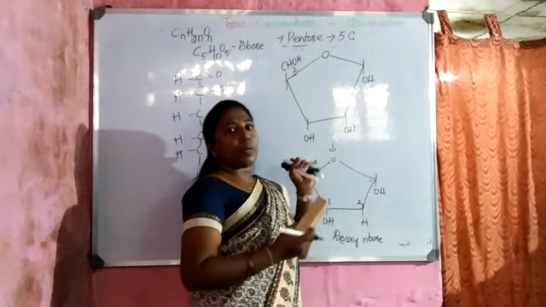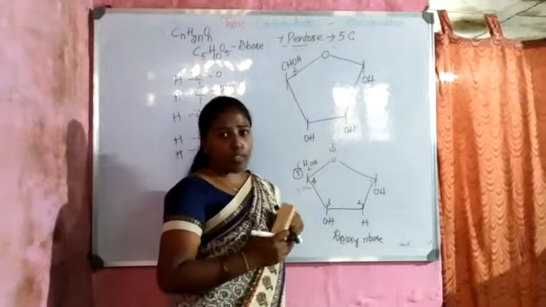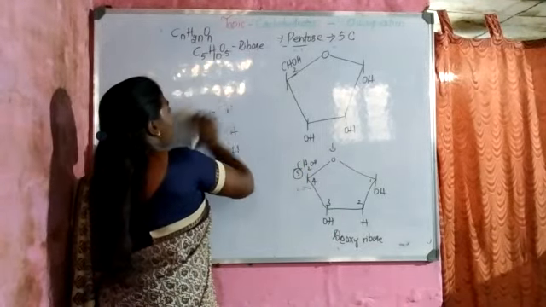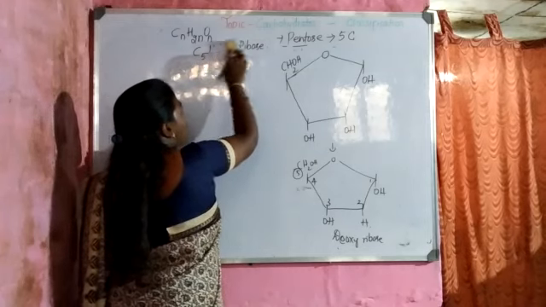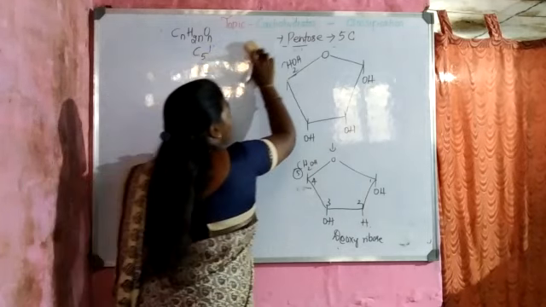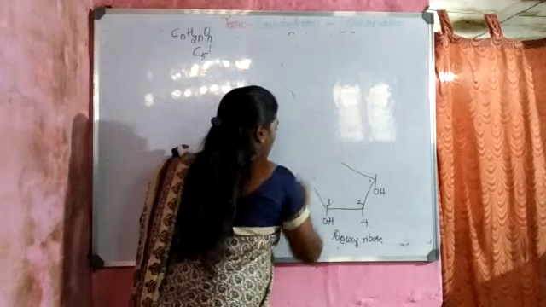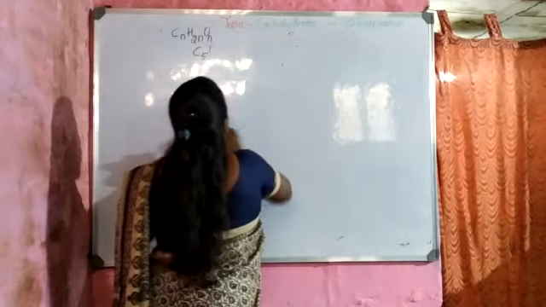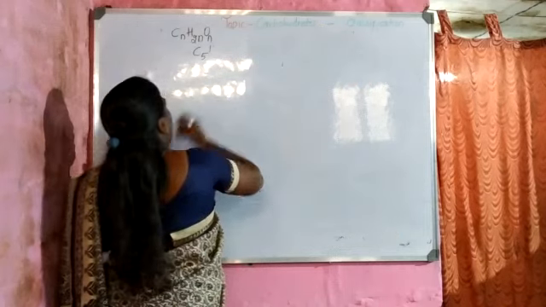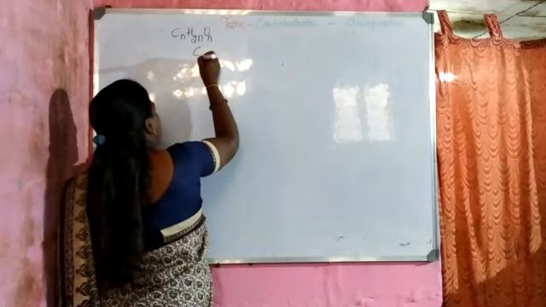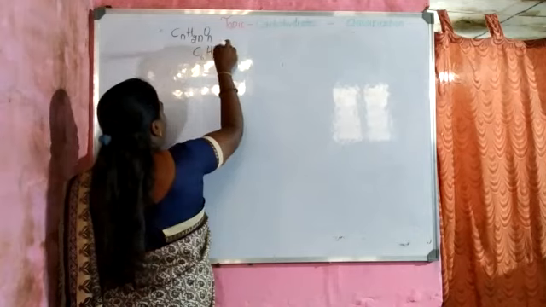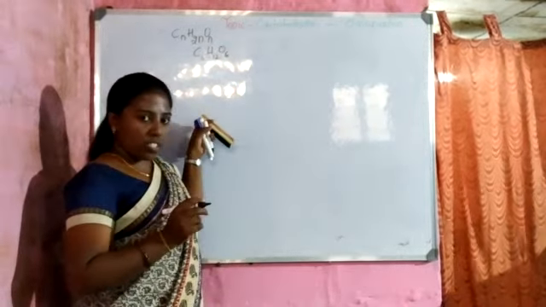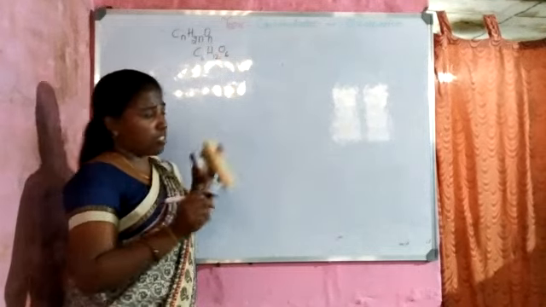Next, coming to the structure of hexose. Hexa means it is C6. So what is the formula of glucose? The formula of glucose is C6H12O6. First I'll write the chain structure, then I will go on with the ring structure.